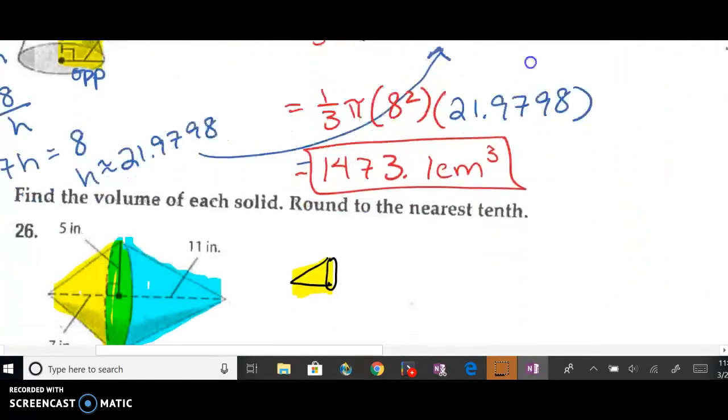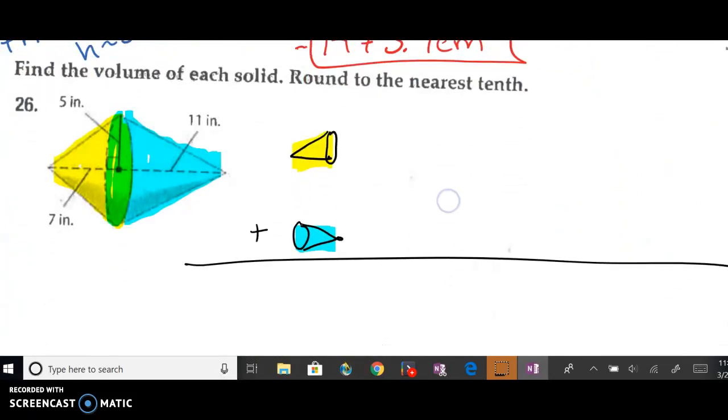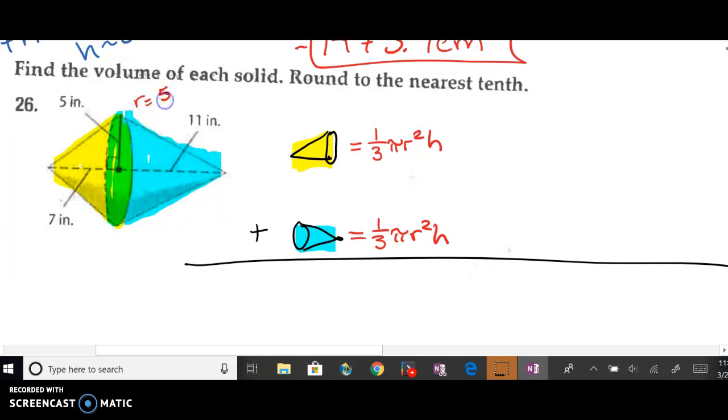The next one that gives folks trouble sometimes is number 26. So what you have is two cones sharing a base. So what we're going to do is find the volume of the yellow cone and the volume of the blue cone and then just add them together. So for both of these, our formula is 1/3 pi r squared h. And it looks like for both of them, our radius is 5. For the yellow one, our height is 7. And for the blue one, our height is 11.